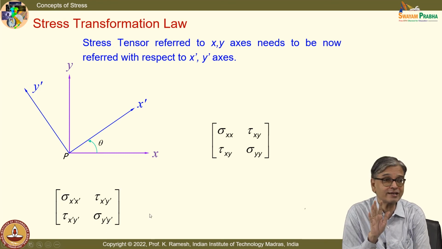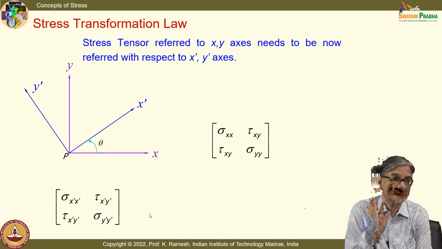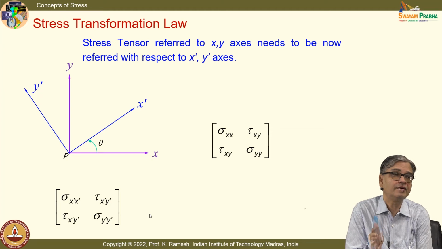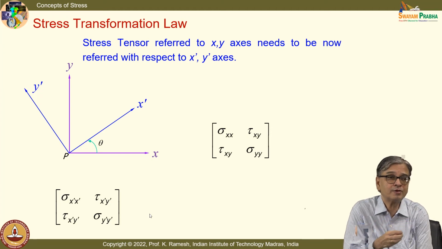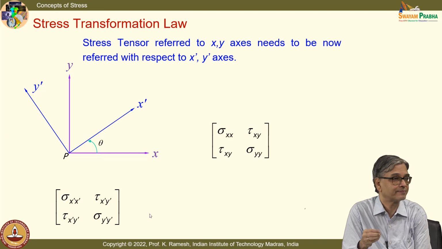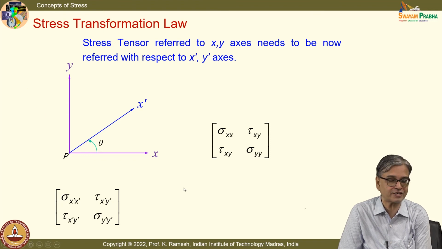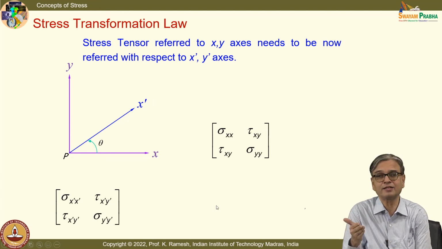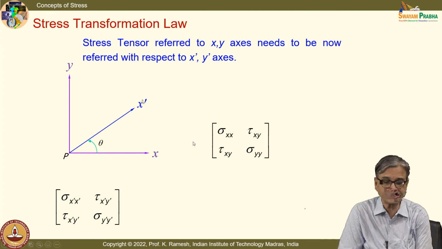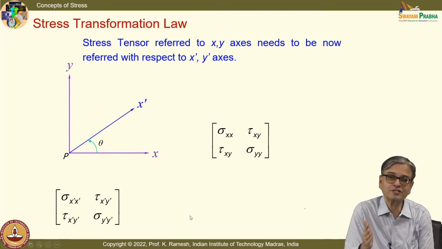It's not like a vectorial transform. You have to look at what is the x prime plane. On the x prime plane, the normal stress is sigma x prime x prime. Let us see how we go. So I have to find out the stress vector. I have the plane's upward normal, and we have Cauchy's formula. If I know the stress tensor and if I know the direction cosines, I can find out the stress vector.